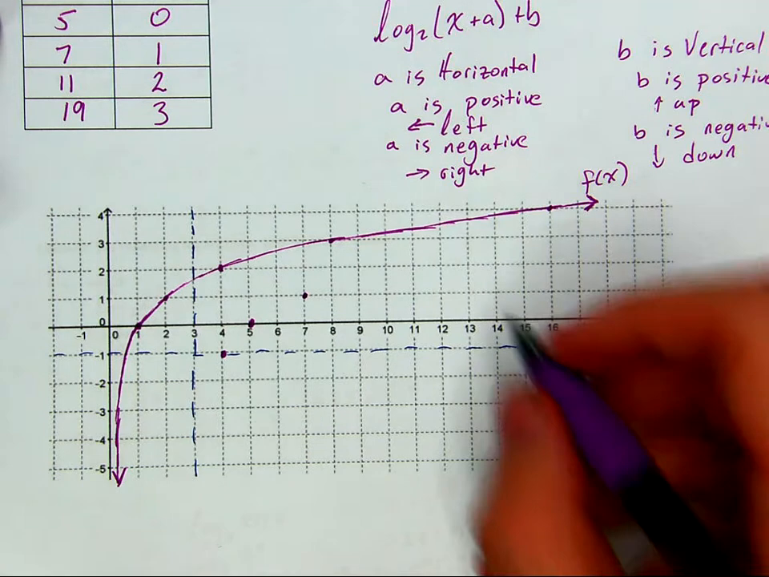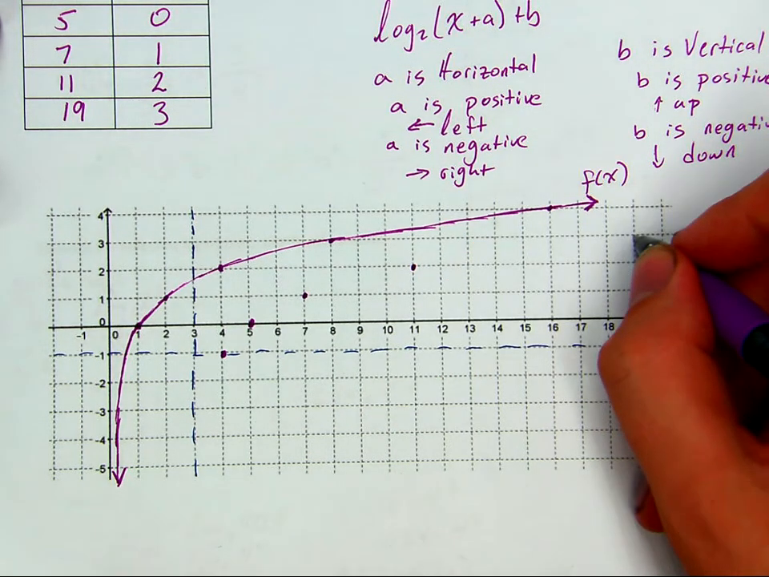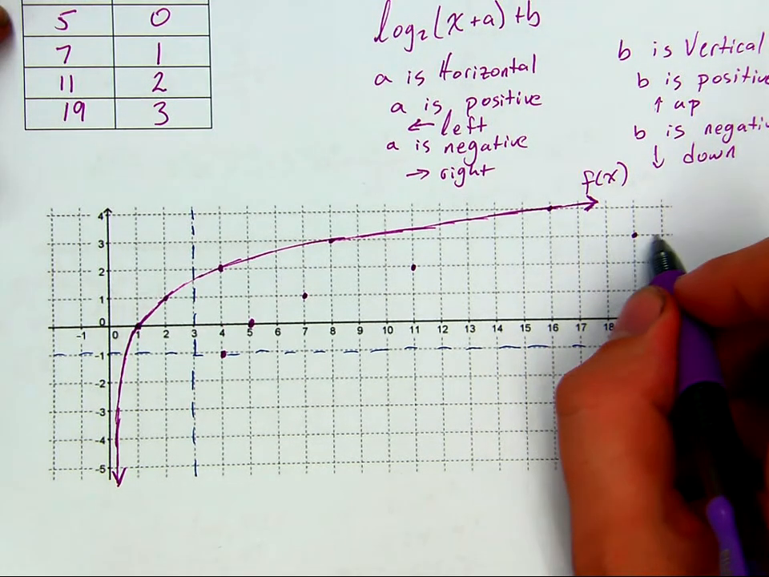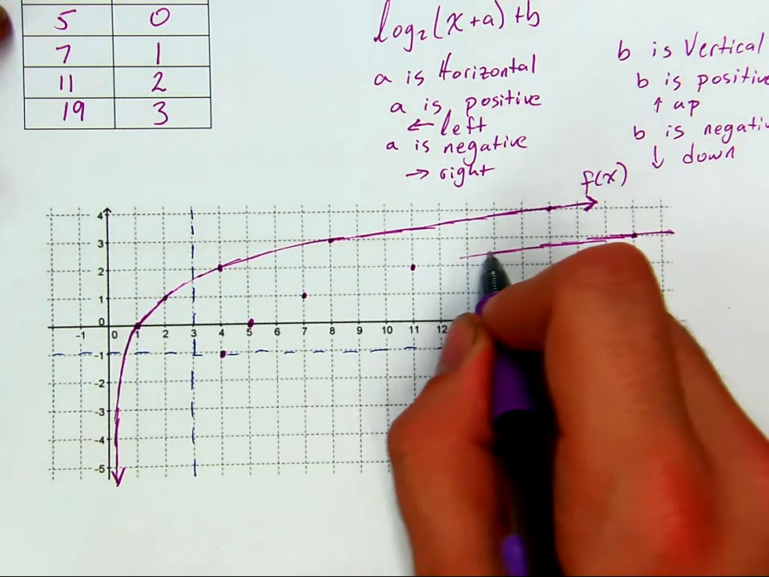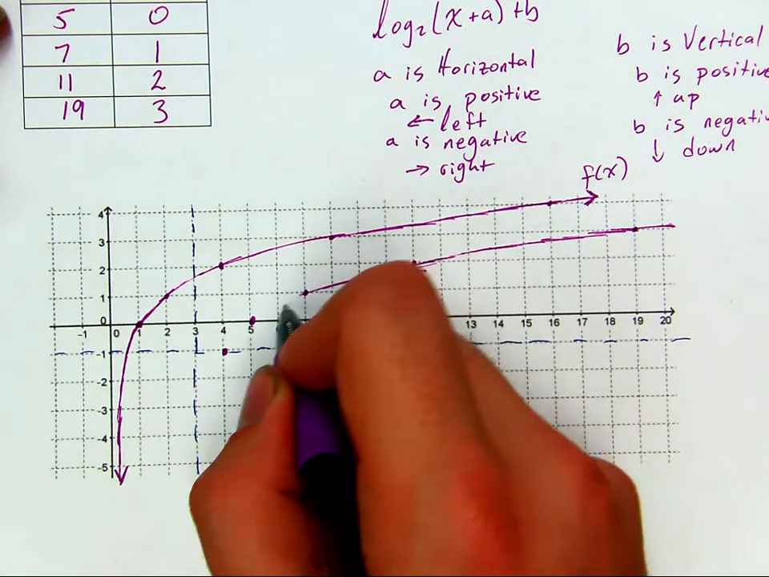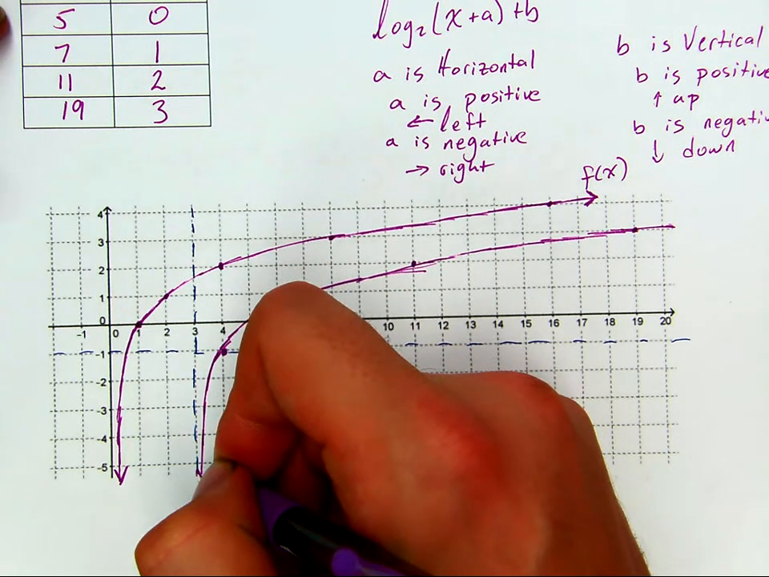Now we have all of those points. We can go ahead and make the graph, connect those points together. And there is the sketch of our graph. Remember that we have to label this g of x.